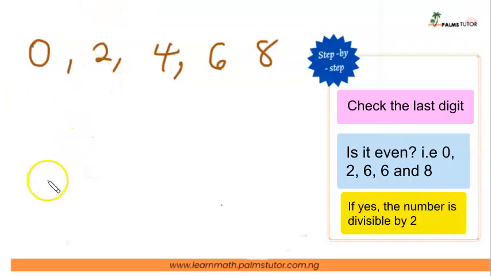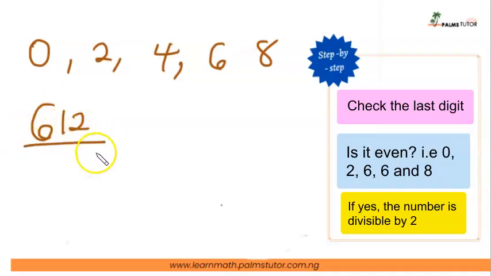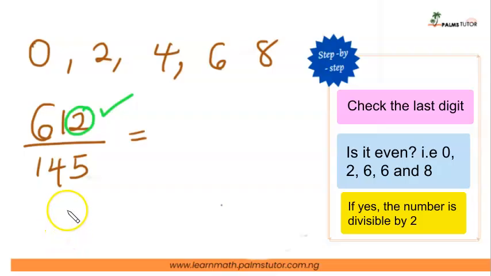So before you divide a number, or you want to check if it's divisible by 2, especially when you are factoring, for example, if you have 612 divided by 145 and you want to think of a common factor, look at the number. Is this divisible by 2? Yes, because the last digit is an even number. So this is divisible by 2. Is this divisible by 2? No, because the last digit is not an even number. So you can't factor this fraction using 2.